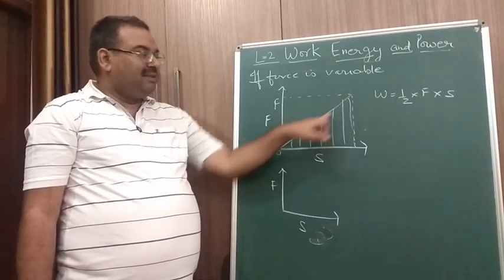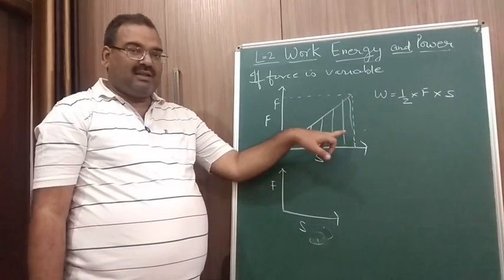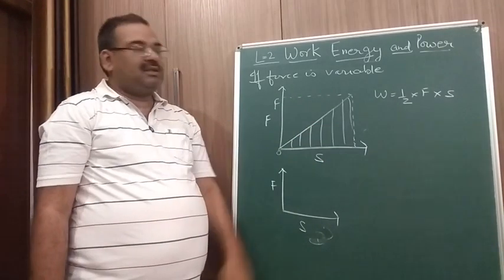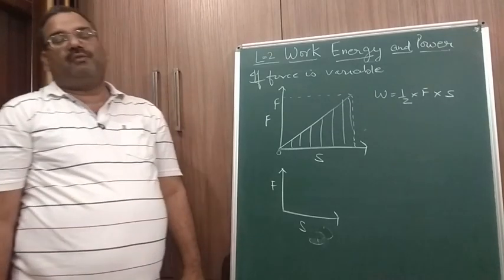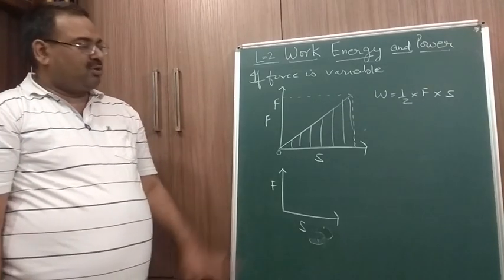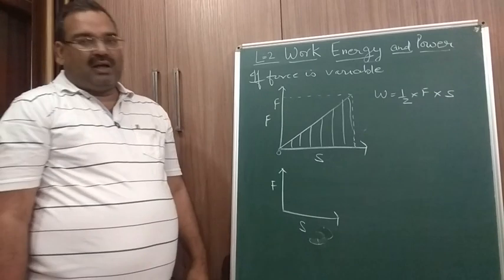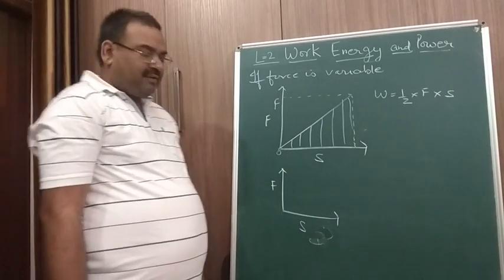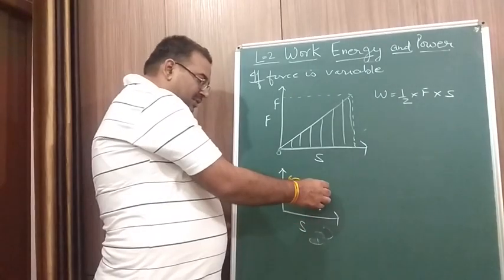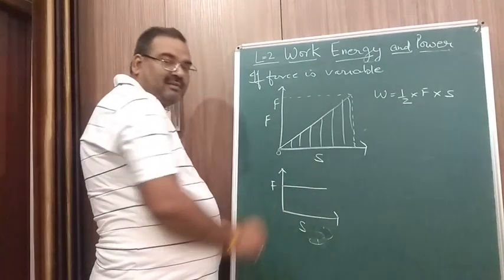It kept on increasing as the displacement increased. Then in that case, work done is given by the area under the graph, W equal to 1 by 2 Fs, because it's a triangle, so half base into height. Then second case, if force is constant, then also we can calculate the work done by graph.